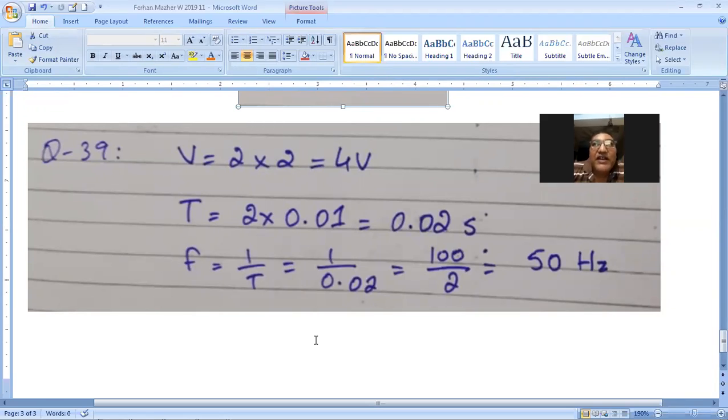The time period: horizontally, for one complete wave, there are 2 squares, and 1 square from the time-base setting we know represents 0.01 second. So 2 multiplied by 0.01 is equal to 0.02 seconds. So I know the time period, and the frequency is equal to the reciprocal of the time. F is equal to 1 by T. So 1 divided by 0.02, and the answer will be 50 hertz. So the voltage is 4 volts and the frequency is 50 hertz.